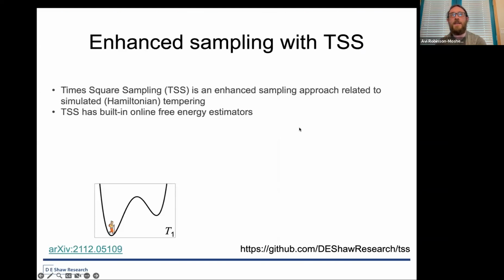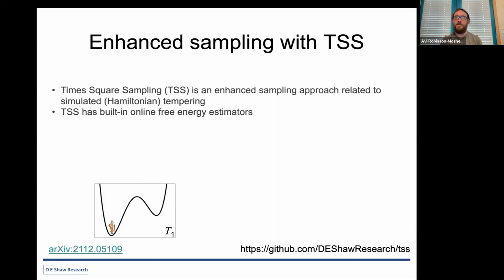So all of the enhanced sampling features on the Anton 2 at PSC, or at least most of them, are backed up by an algorithm called time square sampling that was developed at DesRes. And it's an enhanced sampling approach that's conceptually similar to simulated Hamiltonian tempering. And simulated tempering is kind of like a sequential version of replica exchange molecular dynamics, or REMD, which some of you are more likely to have encountered.